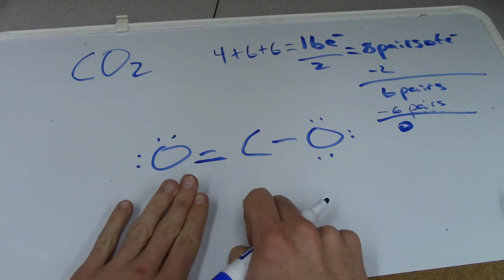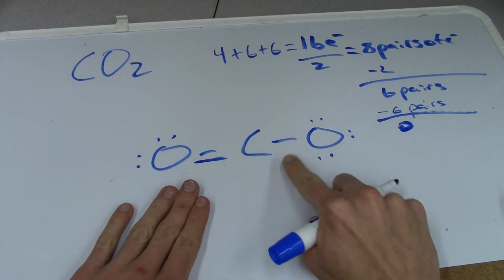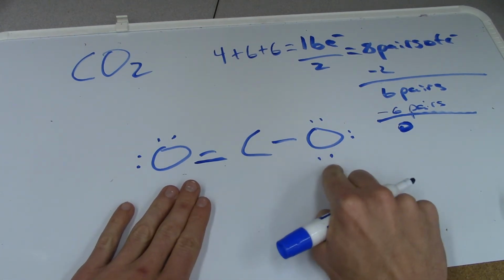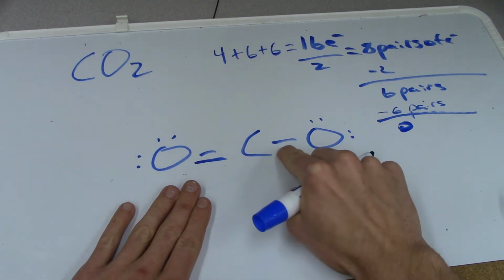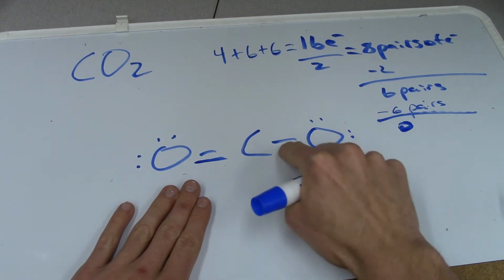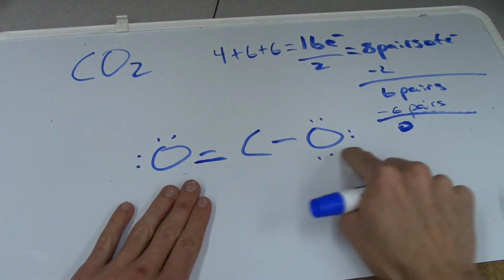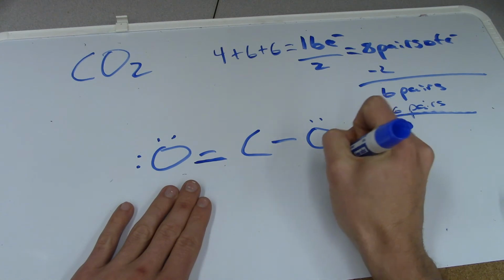Again, nature favors symmetry, and I can't add any more electrons. So what's going to need to happen is I'm going to need to move another lone pair from my exterior atom to form a double bond on this side to get the carbon to be stable.